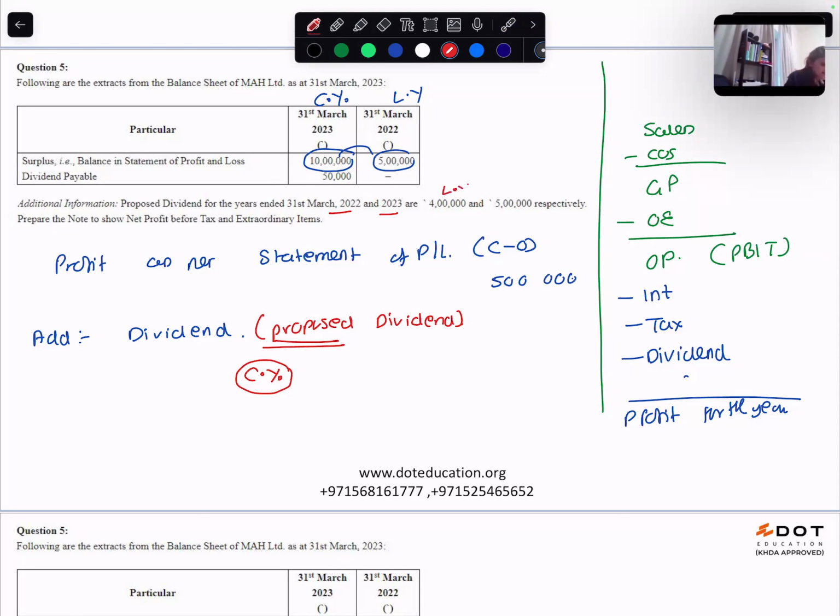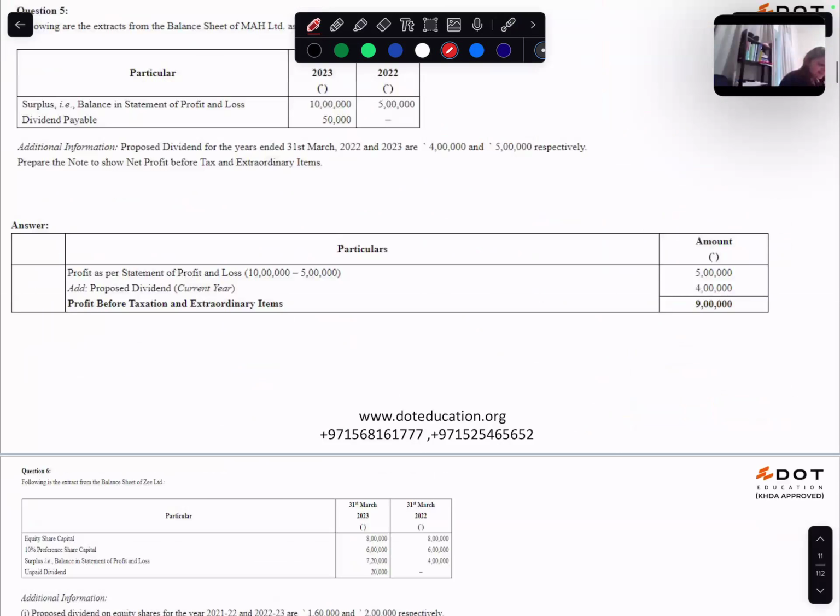That means proposed dividend of last year is how much? 4 lakh. And proposed dividend of current year is how much? 5 lakh. For the year ended 31st March 2022 and 31st March 2023 are given to us. Which dividend are you going to minus? The current year. So you're going to minus 5 lakhs. Are you with me? Yes, ma'am. Okay. Let's go to the next part.